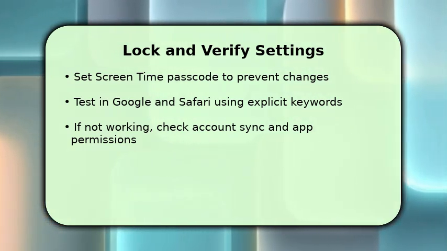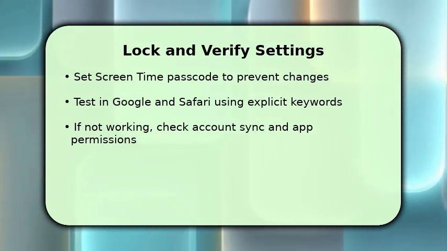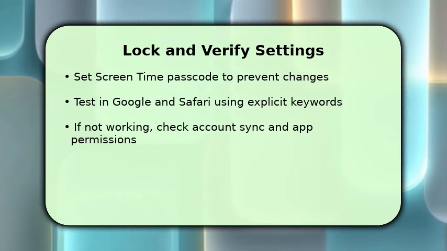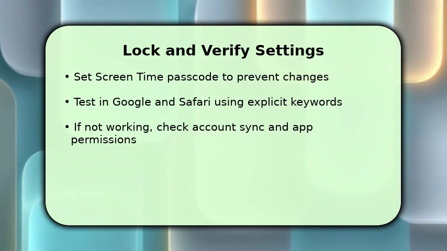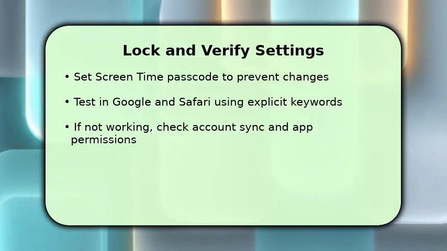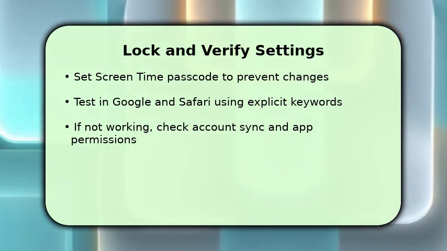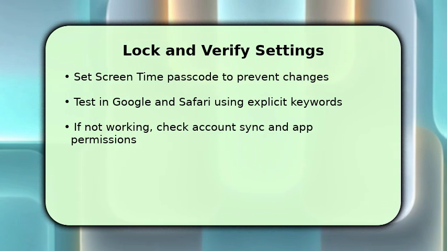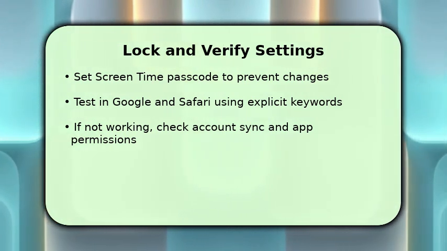Next, verify. Perform a search in the Google app and in Safari to confirm explicit content is filtered. If results still appear, make sure you're signed into the correct Google account and that account-level filters aren't overridden by other profiles or family settings. Troubleshooting tip: if filters fail, toggle Safe Search off and on, restart the device, and recheck account permissions. This refreshes policy enforcement.